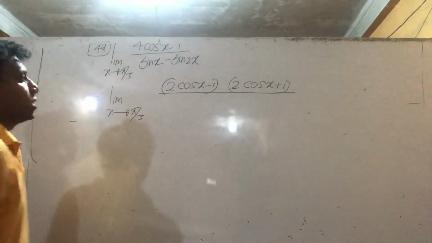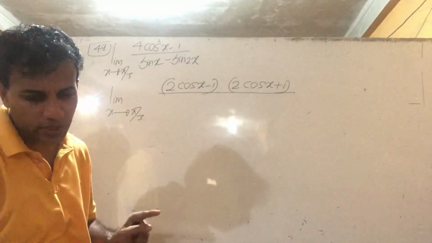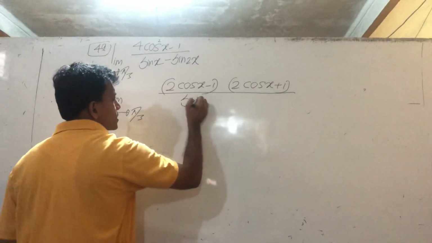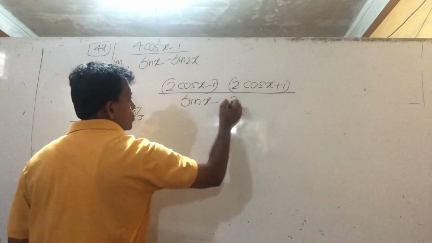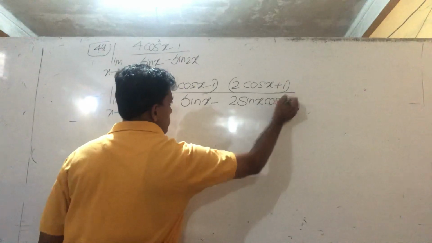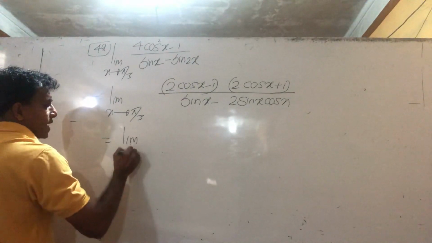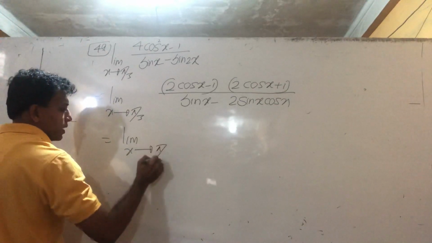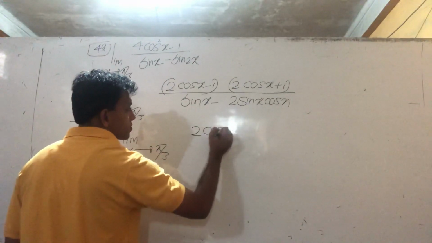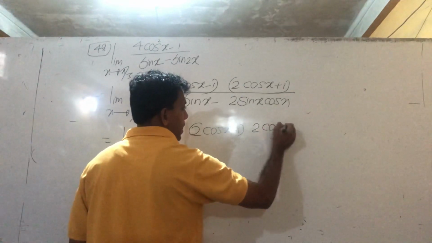Here you write sin 2x is 2 sin x cos x. So sin x minus 2 sin x cos x. Therefore, limit x approaches pi by 3, with 2 cos x minus 1 and 2 cos x plus 1.